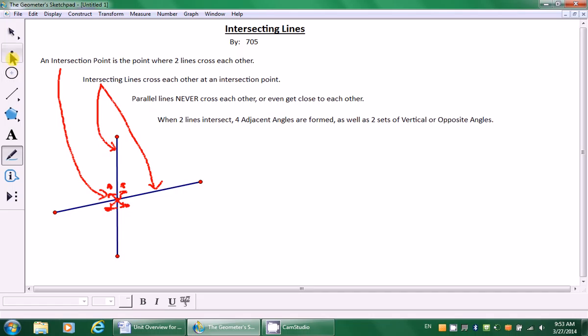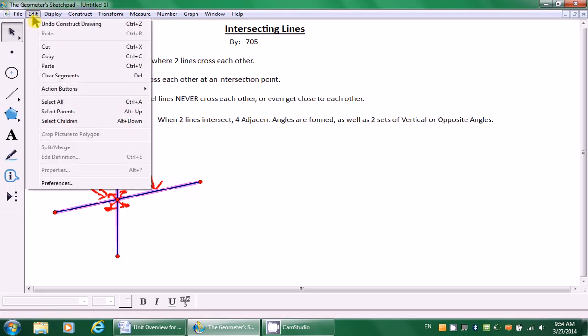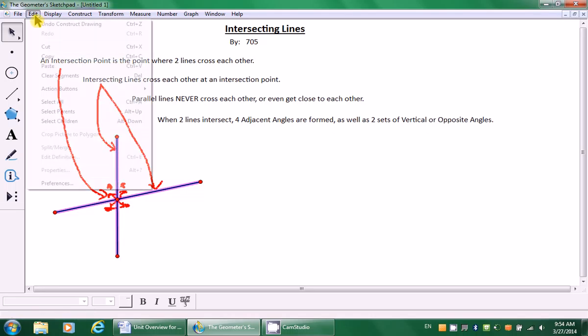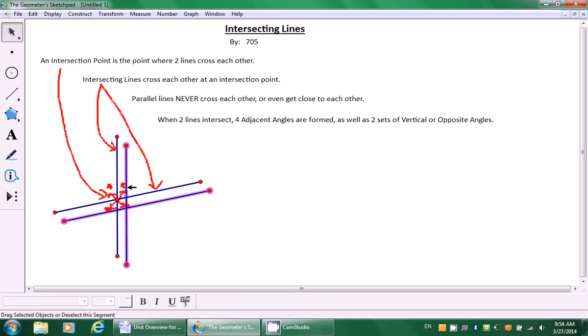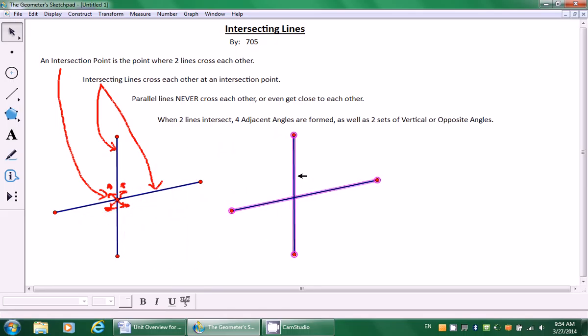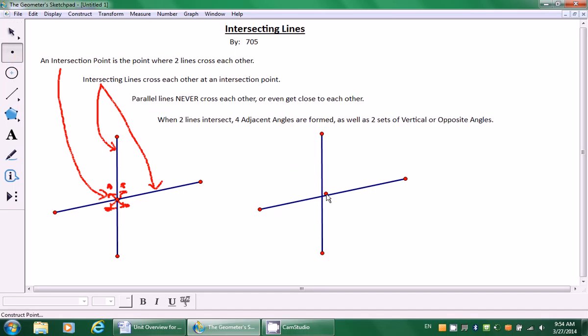So I want you to switch back to the arrow tool, and I want you to click on the two lines. We're going to go to Edit, Copy, Edit, Paste, and we're going to move a copy of our original diagram onto the right side. We'll recreate the intersection point there. Okay, so let's measure the four angles that were created.